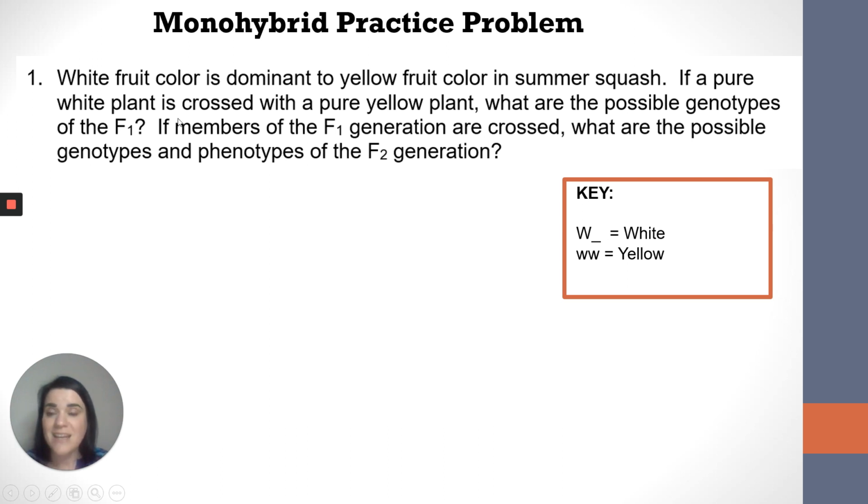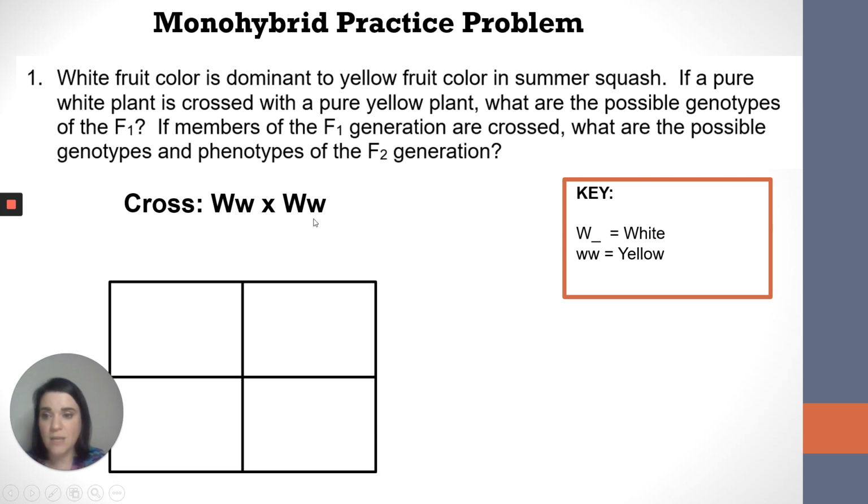Okay, so we answered the first part of the question, but that was just the first part. Then it says, if members of the F1 generation are crossed, what are the possible genotypes and phenotypes of the F2 generation? So now we're going to cross those heterozygous, right? So this is the cross. This is what they're asking for. These are the children of those pure plants, the pure yellow and the pure white. What are the possible genotypes and phenotypes?